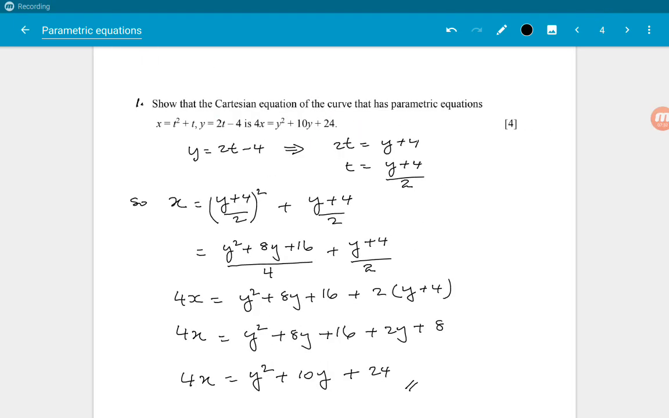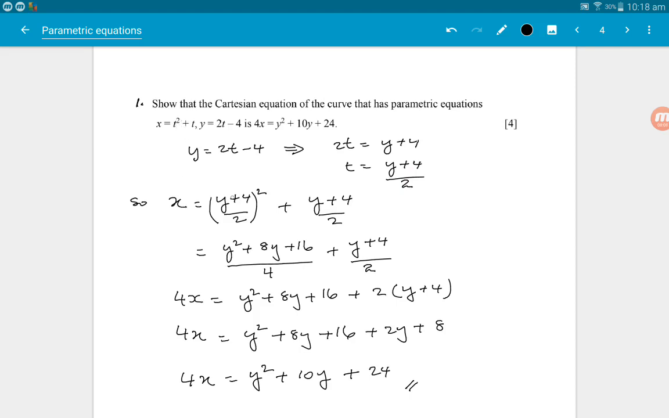So let's look at some exam type questions. Show that the Cartesian equation of the curve that has parametric equations x equal to t squared plus t and y equal to 2t minus 4 is 4x equal to y squared plus 10y plus 24. So I take the equation for y and I make t the subject. So here we have it, t equals y plus 4 on 2. I substitute that result into the expression for x.